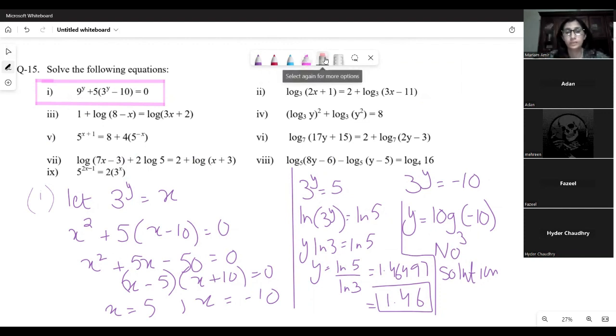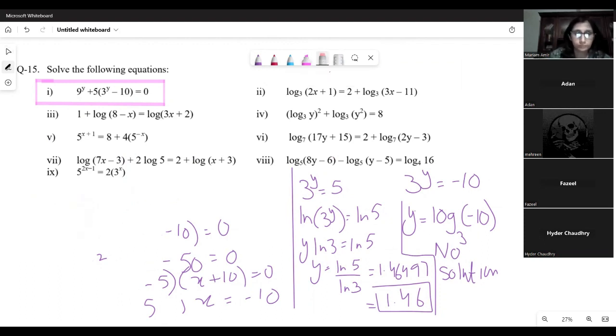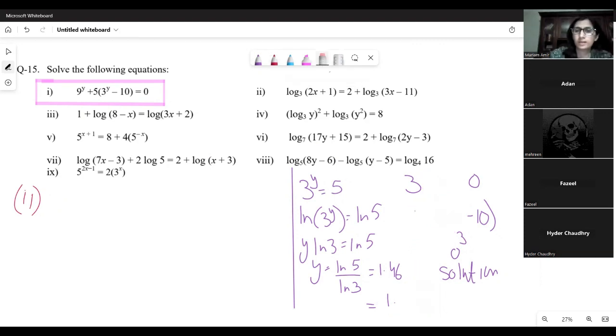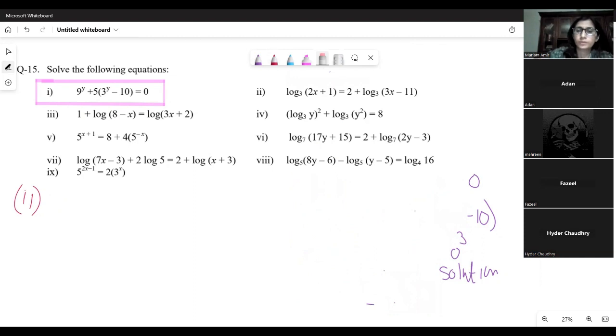Part 2. I need to clear this. I hope everybody copied. Part 2, which is log base 3 of (2x plus 1) plus log base 3 of (3x minus 11) equals 2 plus log base 3 of (3x minus 11). Okay, so this can be done directly by using property of log.